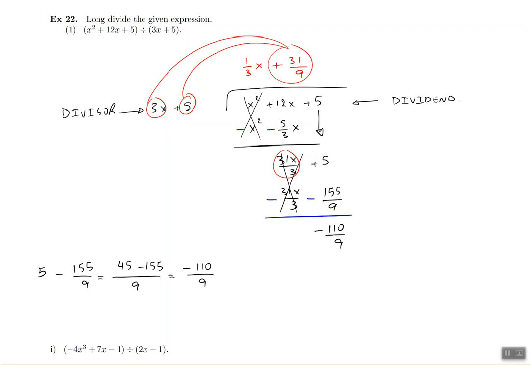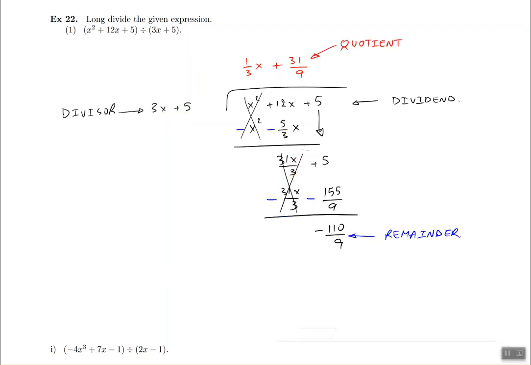And that's pretty much the end of the long division. So at this point, we just have to write down the answer. So I mentioned earlier that the quotient is 1/3 x plus 31 over 9, and the remainder is the negative 110 divided by 9. So how do we write down the solution at this point? So here's how we write it down.